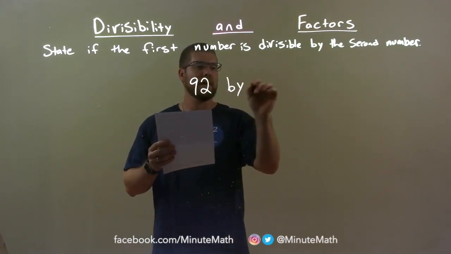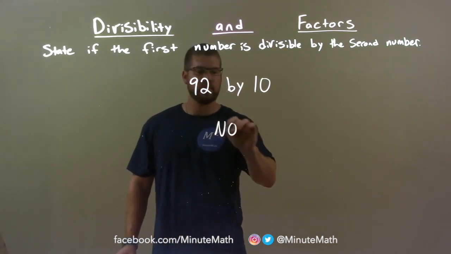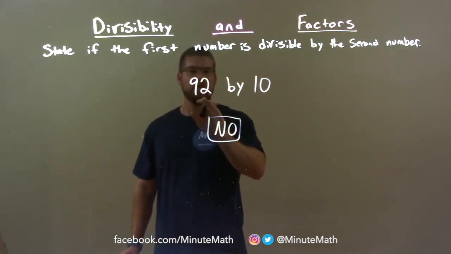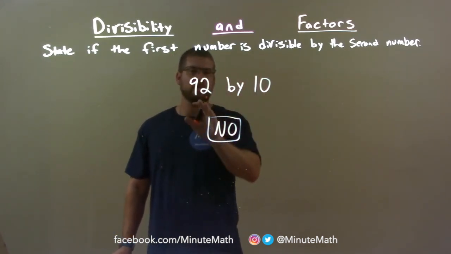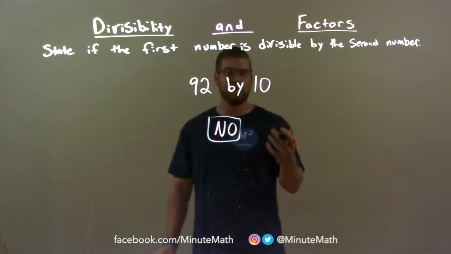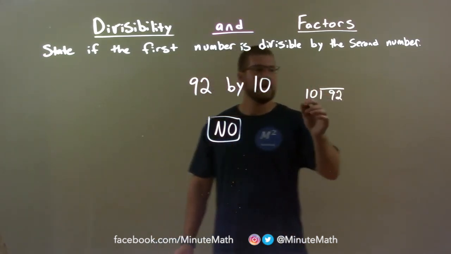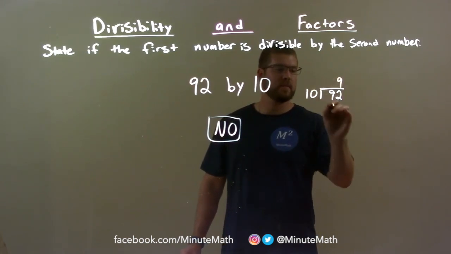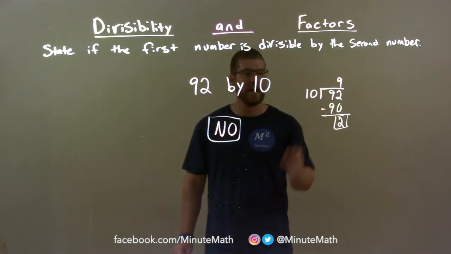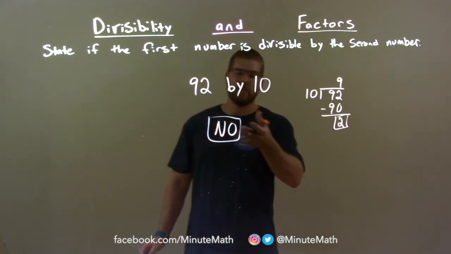Next, 92 by 10. First thing, I can see this easily and say no, because 92 doesn't end in a 0. All numbers that end in 0 are divisible by 10. So that's a quick answer, no. If we did long division, we can double check that. 10 goes into 90 9 times, we're close, but we're left with a remainder of 2. Since we have a remainder, we know 10 does not go in evenly into 92. And so, again, the final answer is no.